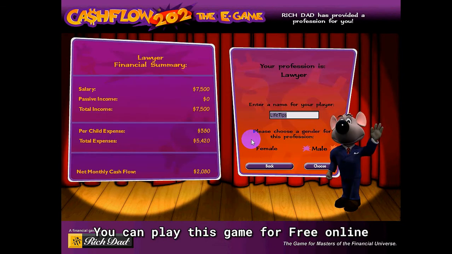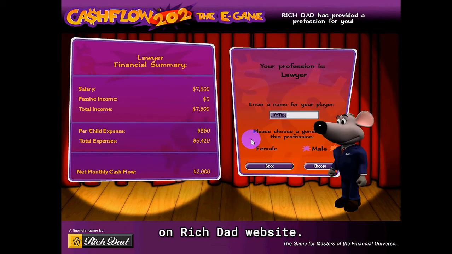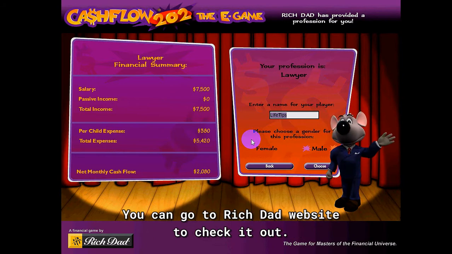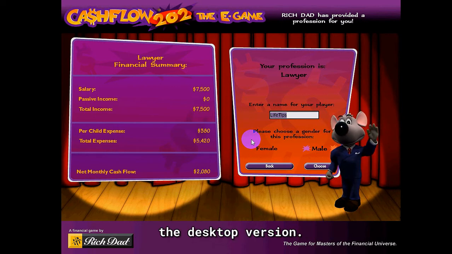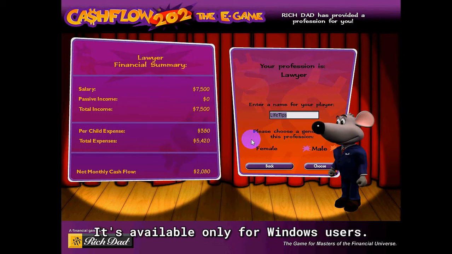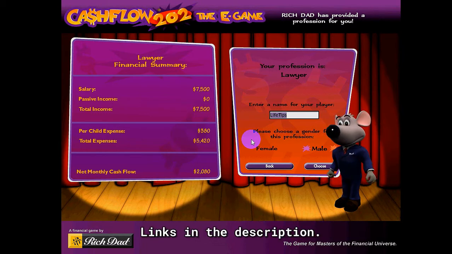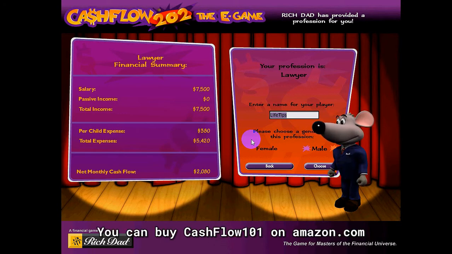This game can be played online for free on the Rich Dad website. You can go to the website to check it out, or you can install and play the desktop version. It's available only for Windows users. I have a link in the description, and you can buy it on Amazon.com.